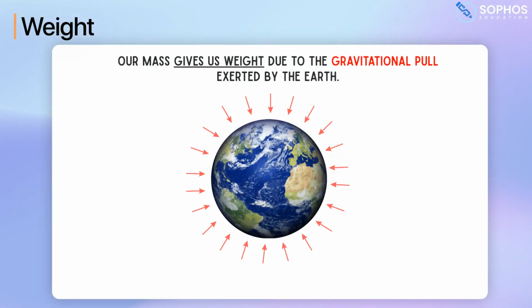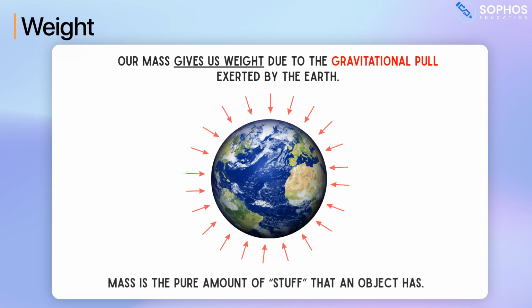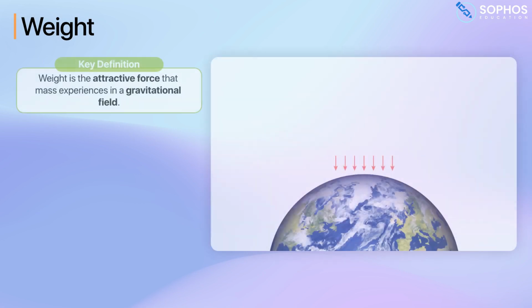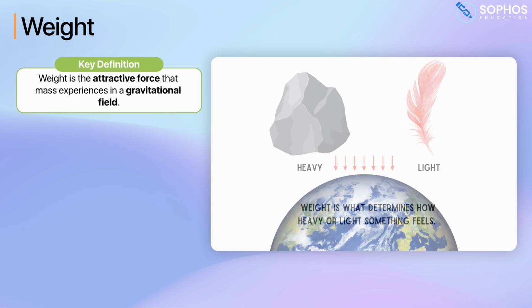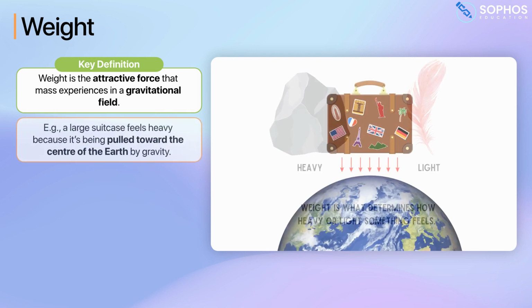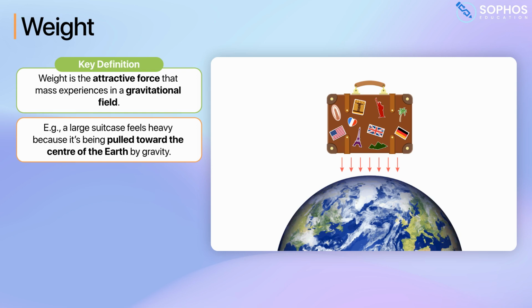The confusion often arises because our mass gives us weight due to the gravitational pull exerted by the Earth. One way of thinking about this is that mass is the pure amount of stuff that an object has. In contrast, weight is the attractive force that all of that stuff experiences in a gravitational field. Accordingly, weight is what determines how heavy or light something feels. For instance, a large suitcase feels heavy because it's being pulled towards the center of the Earth by gravity.